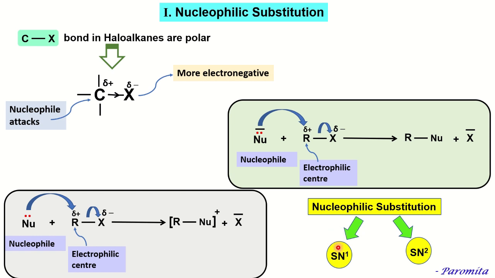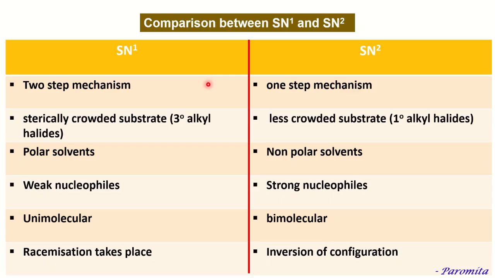We have learned two types of nucleophilic substitution reactions. SN1, that is substitution nucleophilic unimolecular, and SN2, substitution nucleophilic bimolecular. Let's recap the concept of SN1 and SN2 reactions. SN1 is a two-step mechanism. The first step involves the formation of a carbocation, and in the second step, the carbocation is attacked by the incoming nucleophile. Whereas SN2 is a one-step mechanism. Here bond making and bond breaking takes place simultaneously. It is referred to have a concerted mechanism.